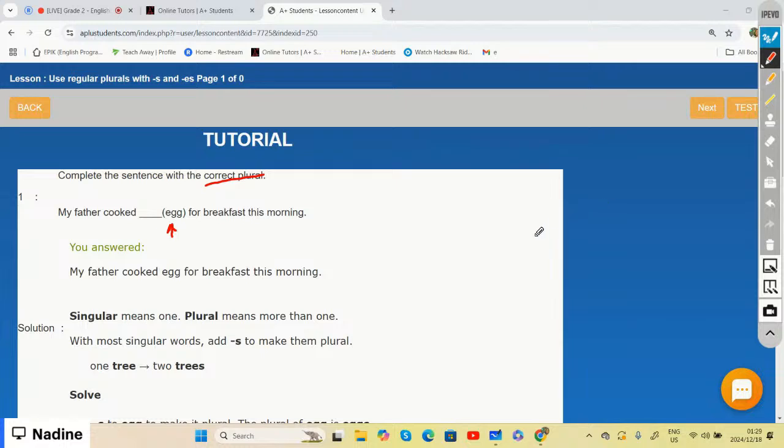All right. And if we were to write the word correctly, then we can say, my father cooked eggs for breakfast this morning. So eggs is our correct word because it shows that there's more than one egg, right? So eggs for breakfast.